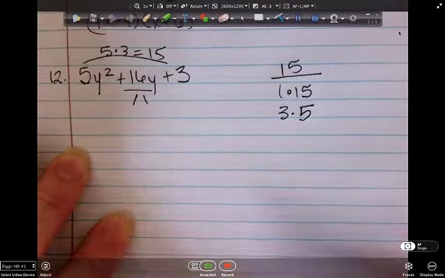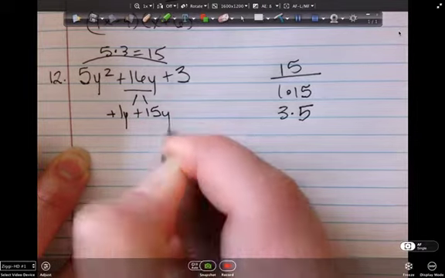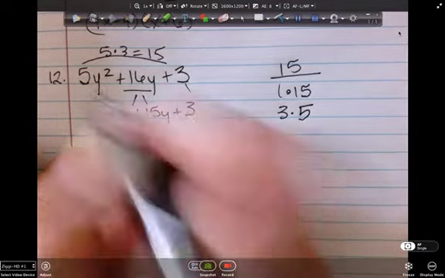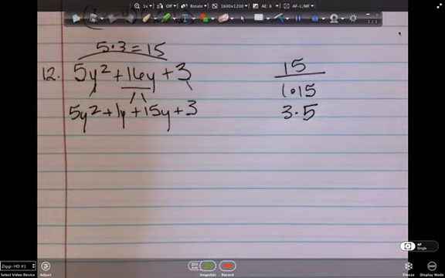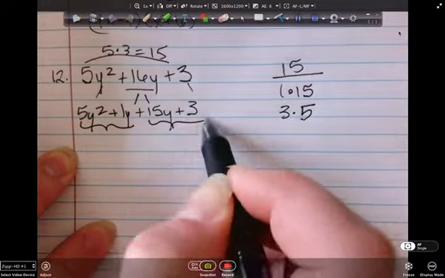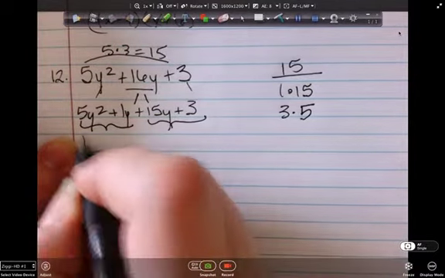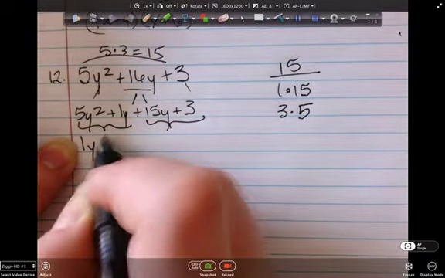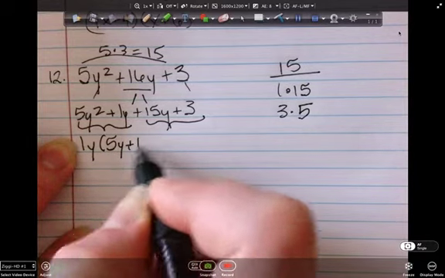To break down my 16y, it's going to become plus 1y plus 15y. Bring down my 3, bring down my 5y squared. So my first set of terms, I'm going to group with my little squigglies. My second set of terms, I'm going to group with my little squigglies. Here I have 5y squared and 1y. 5 and 1 only have a common factor of 1. Y squared and y have a common factor of y. So when I pull that out, it leaves me with 5y plus 1.